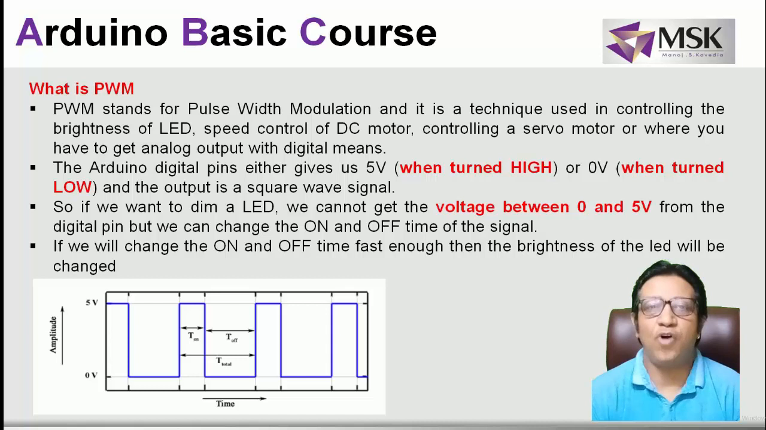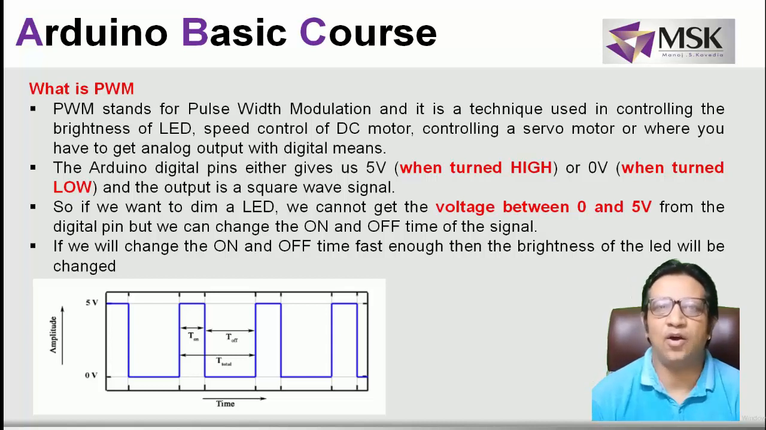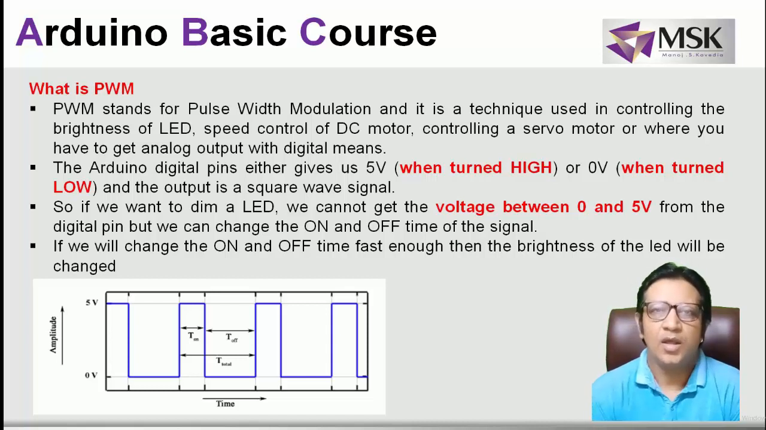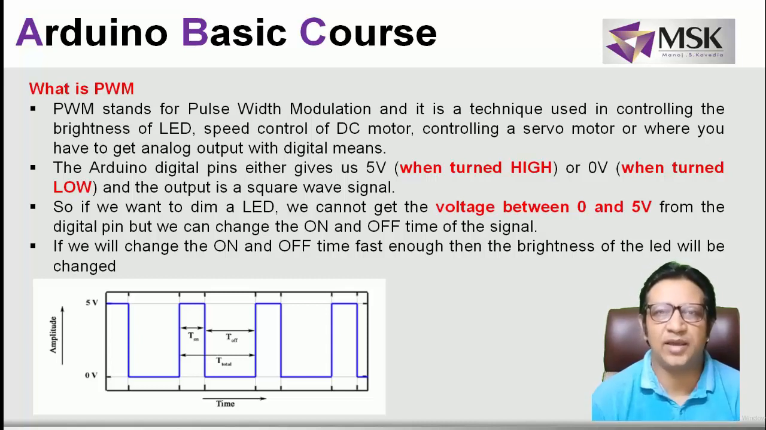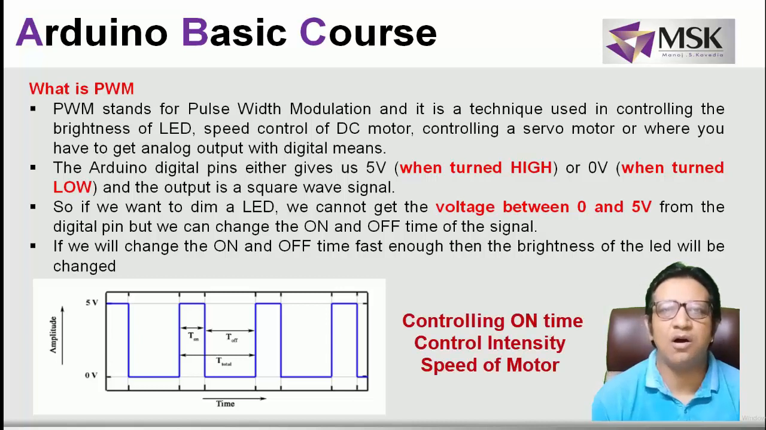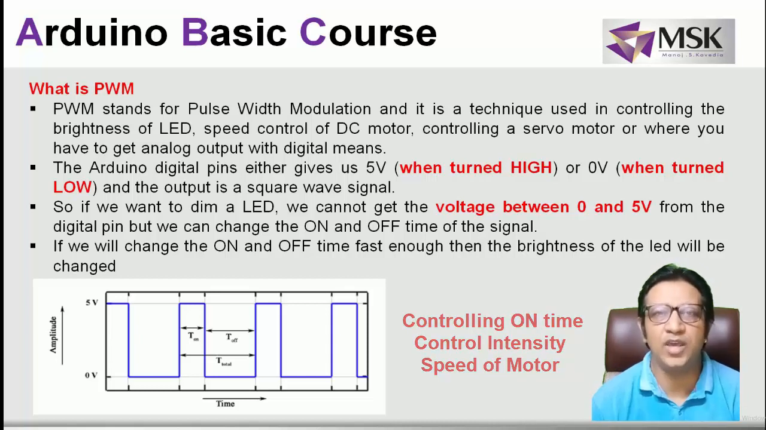Now, what is the effect of this T on and T off on the intensity of light? Let's say I am making high for more amount of time and low for less amount of time. So the average voltage will be more, so brightness will be more. If I make the high time or T on less and the off time or low time more, again the average voltage will get reduced and this reduction in the average voltage will reduce the brightness. So hence by controlling the on time I can control the brightness of the LED or speed of the motor.